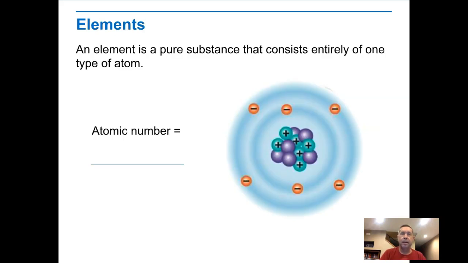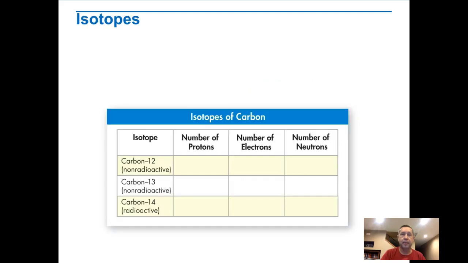So some atoms are a specific type of atom, or an element, a pure substance that consists entirely of one type of atom. And what determines the type of atom is the atomic number, the number of protons. In this particular one, the atomic number is 6.